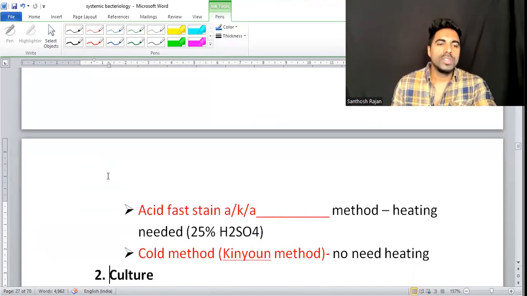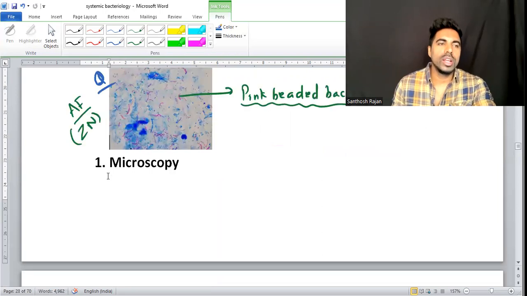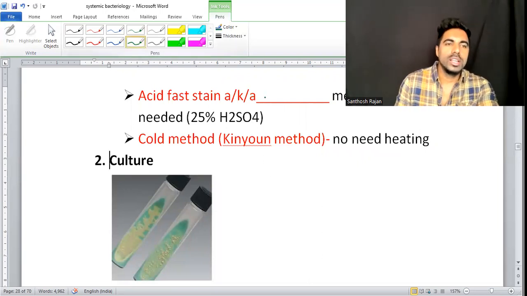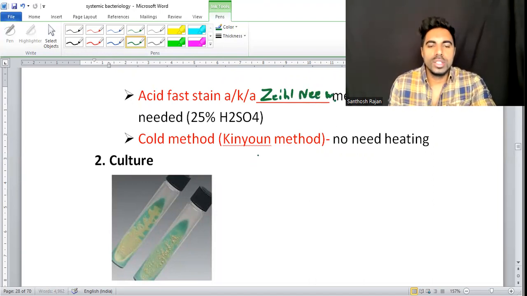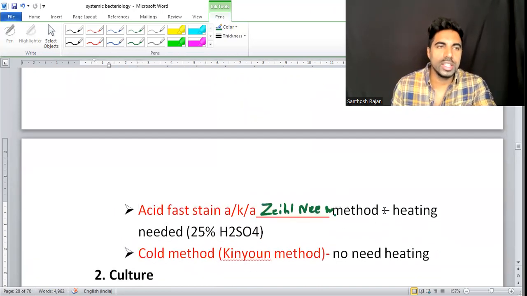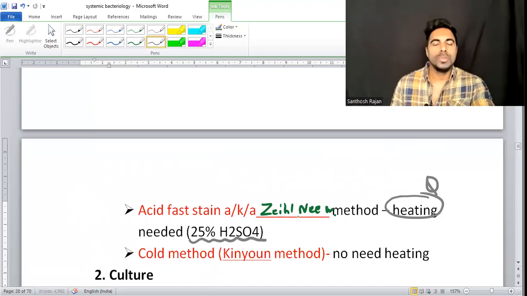Now, microscopy. Acid fast staining is also called what? Ziehl-Neelsen, ZN. And what is the H2SO4 you're using here? In acid fast staining, you do intermittent heating. Heating is necessary here. And of course, you're using 25% H2SO4. We already discussed in general that each uses a different percentage of H2SO4. Cold method is the Kinyoun method. In the Kinyoun method, we do not do heating. That's it, no heating.